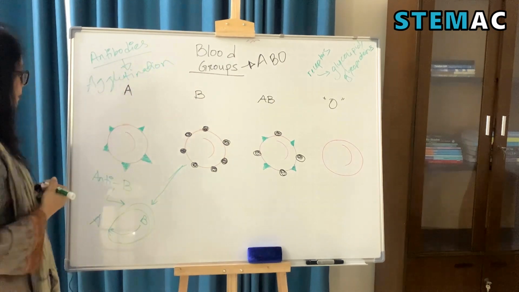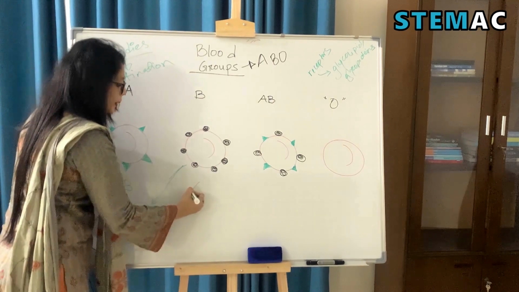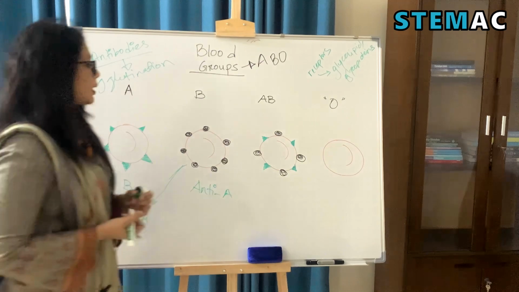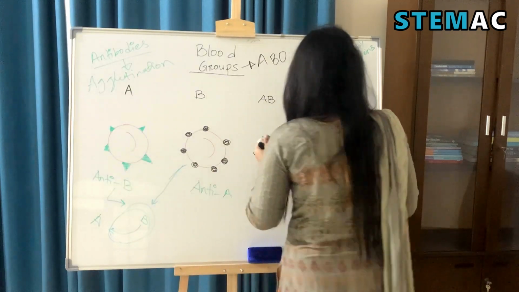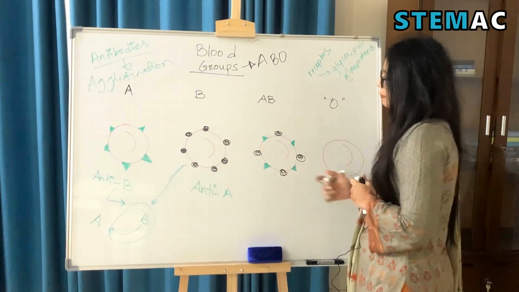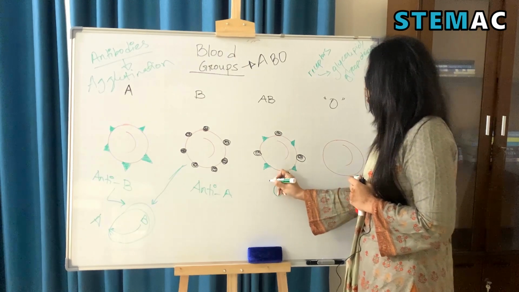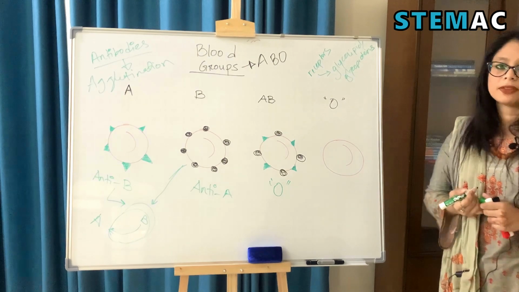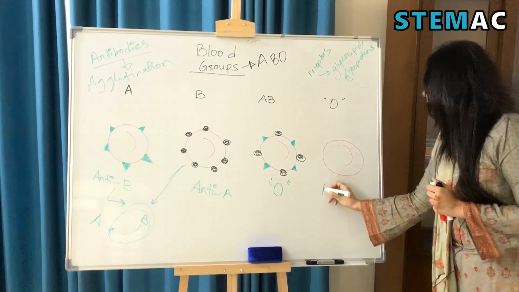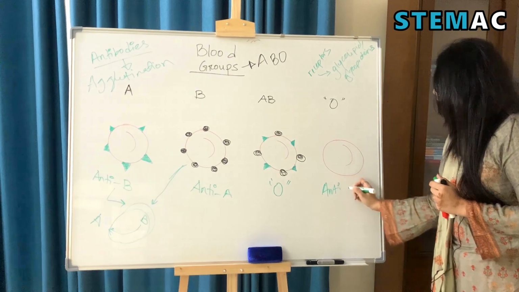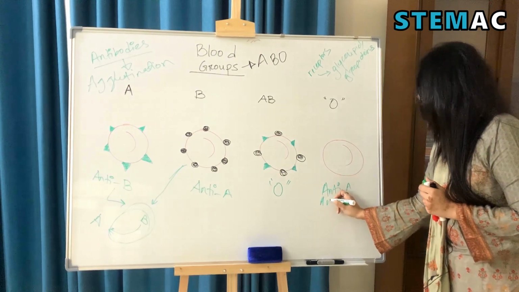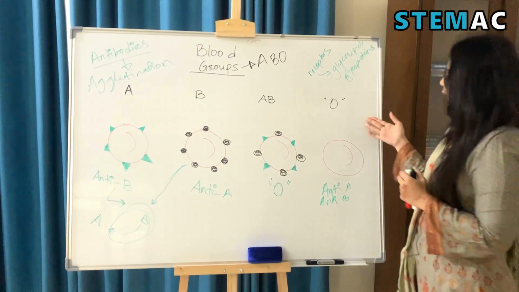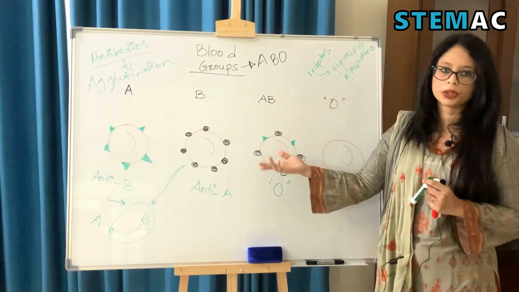Okay, so likewise, the B blood group would have anti-A antibody, and when both A and B antigens are present, then it doesn't have any antibody, so we write 0 over here. And when we have the O blood group, then we have both the anti-A and anti-B antibodies.